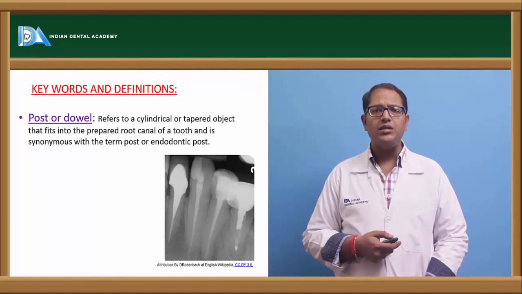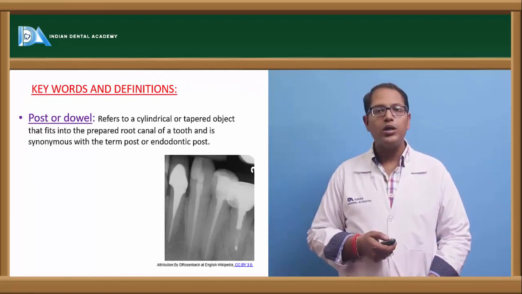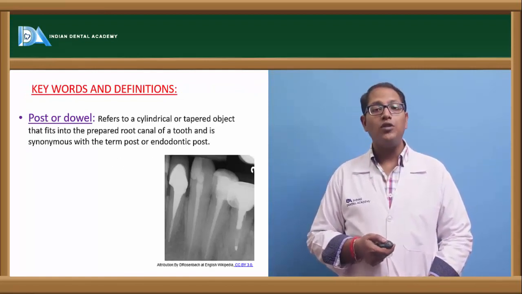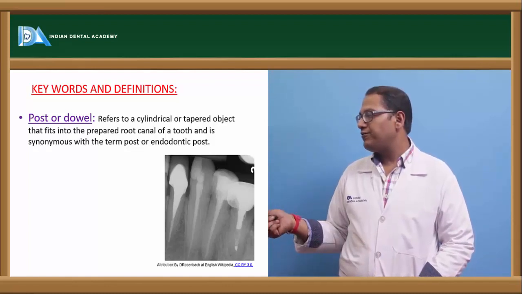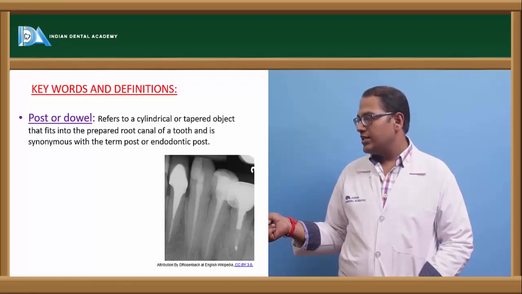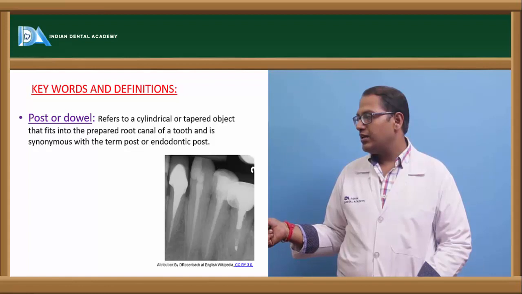Let's see some terms which are related to post and core. Post, also known as dowel in older days, refers to a cylindrical or tapered object that fits into the prepared root canal of a tooth, and is synonymous with the term endodontic post. This is the post which is going inside the root canal. Here we have the gutta-percha still remaining, and from this level you can see the post. Here, see, this is the post. We have gutta-percha still here.